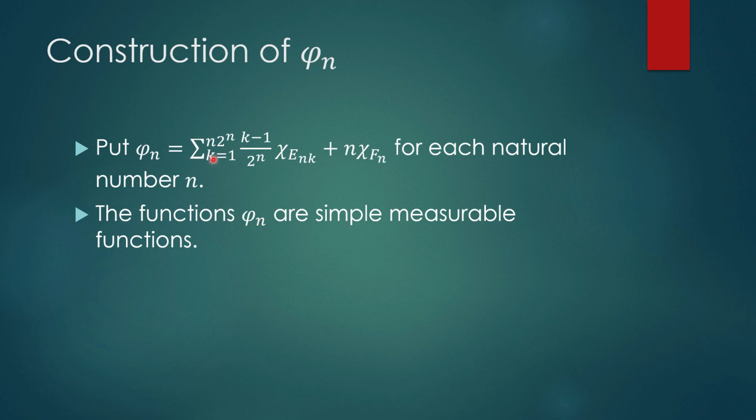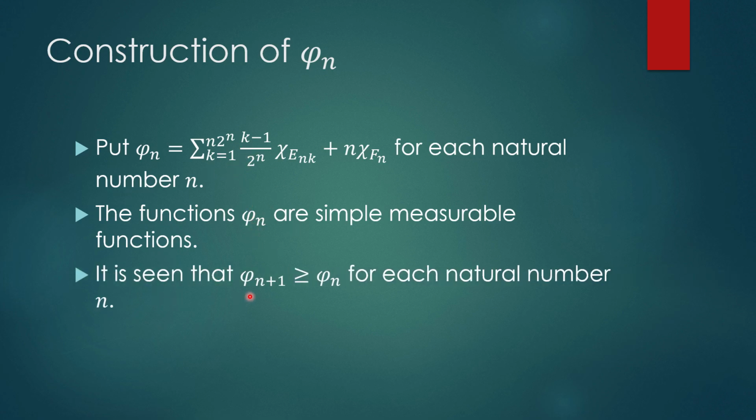From the construction it is obvious, and it is seen that they are increasing also. You can easily check it: φ_{n+1} will be greater than or equal to φ_n. So if you have some doubt, you can give me a message in the comment section, and we can discuss.